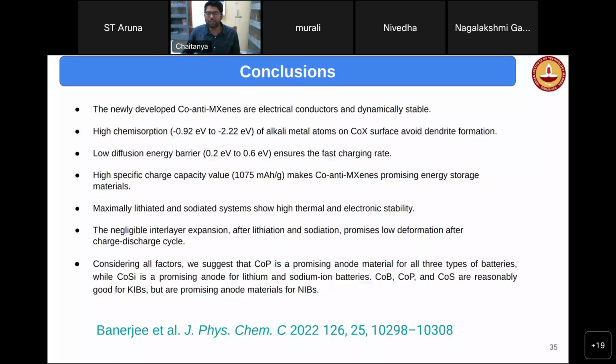So, considering all of this, we can suggest that cobalt phosphide is good for lithium and cobalt sulfide for sodium, etc. So that's the major message I wanted to give you. As a whole, what we have shown till now is that you can calculate some of the properties that are useful or related to the anode materials and whether they are going to be useful or not.